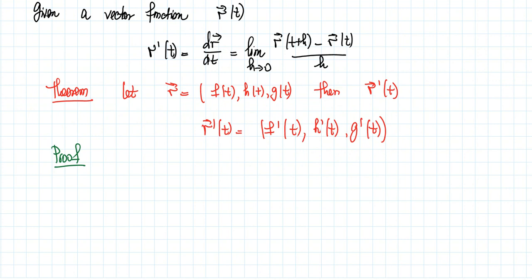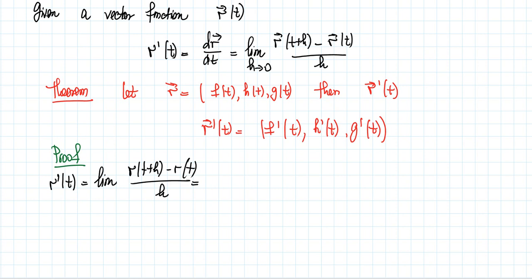So let's start from the definition. r prime of t is equal to the limit of r of t plus h minus r of t, divided by h, right? Do you remember what r of t plus h was? This is f of t plus h, h of t plus h, and g of t plus h, right?